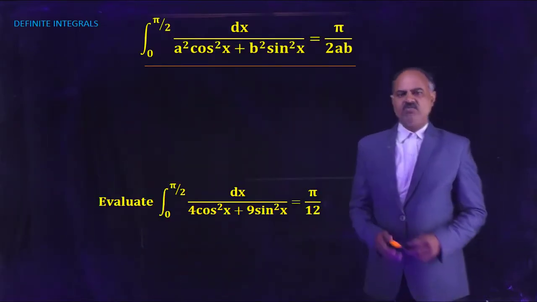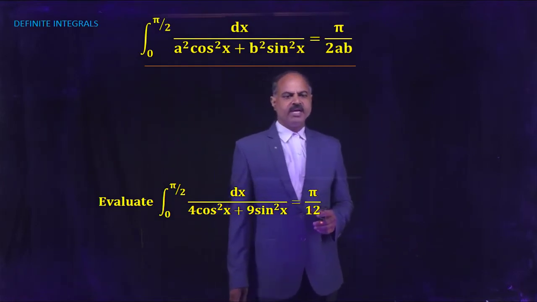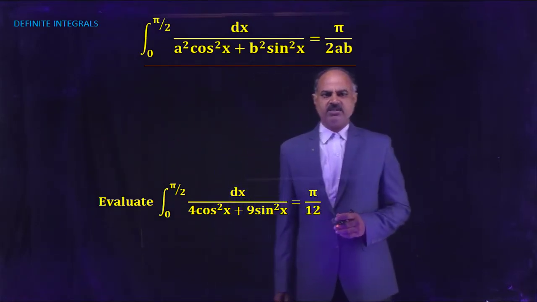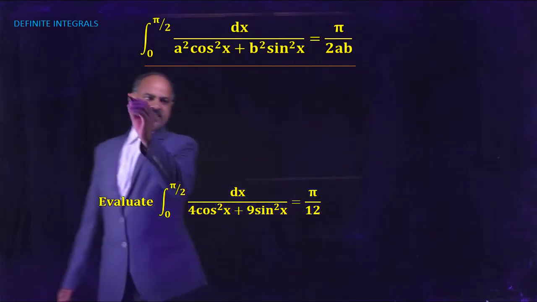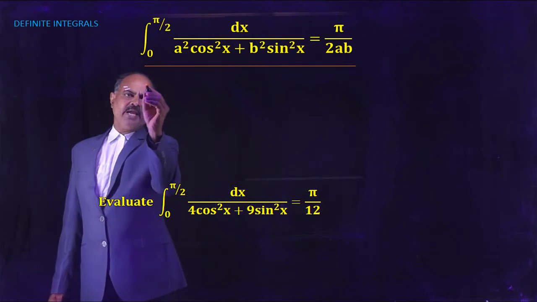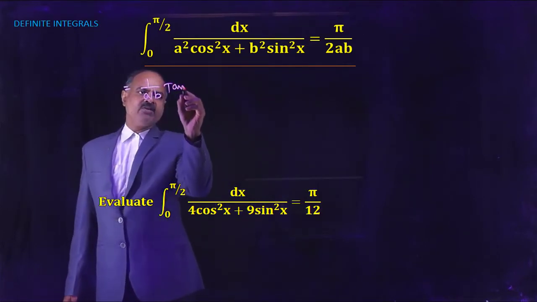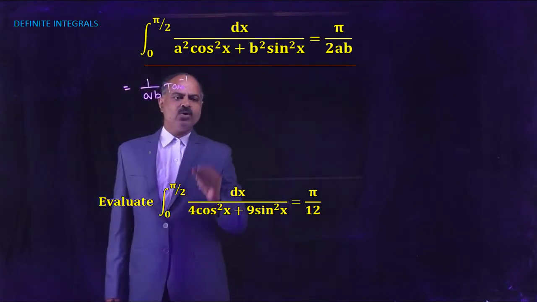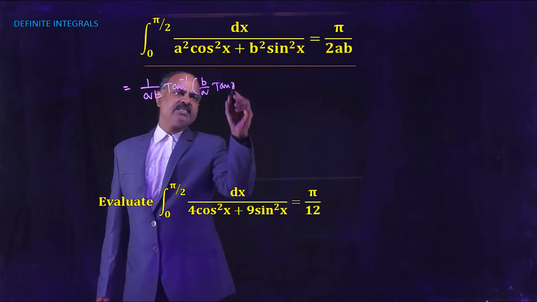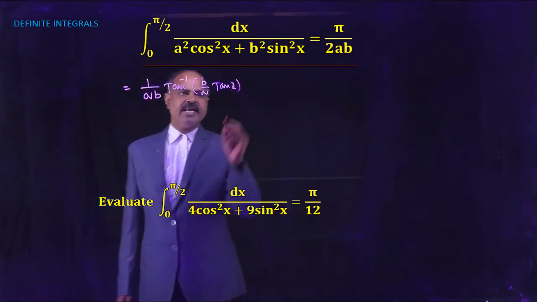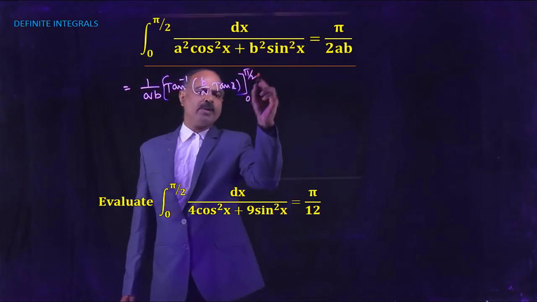Next shortcut formula: integral 0 to pi by 2 dx by a square cos square x plus b square sin square x equal to pi by 2ab. Now here that is equal to 1 by ab into tan inverse of (b by a tan x). So here limits 0 to pi by 2.